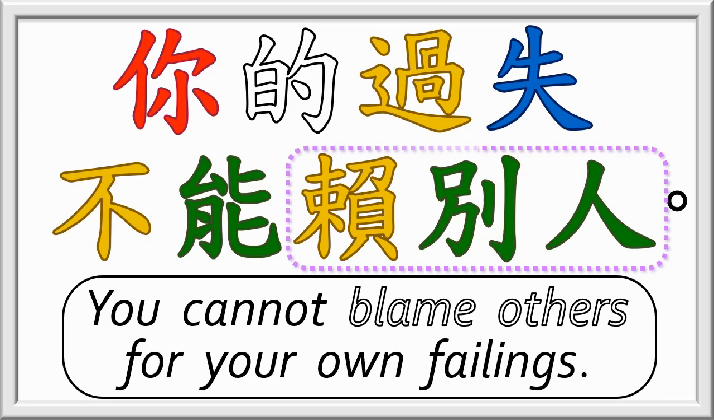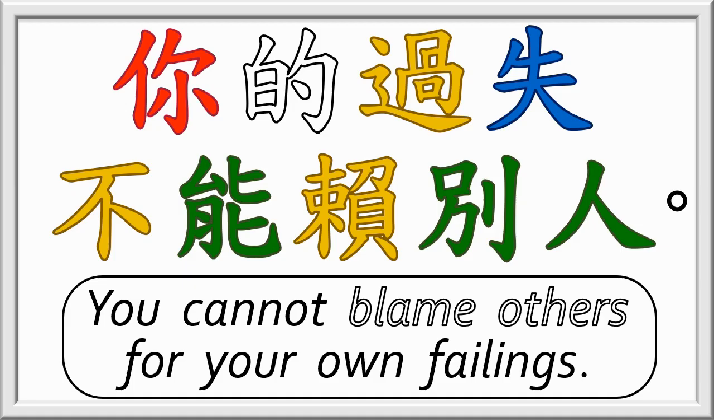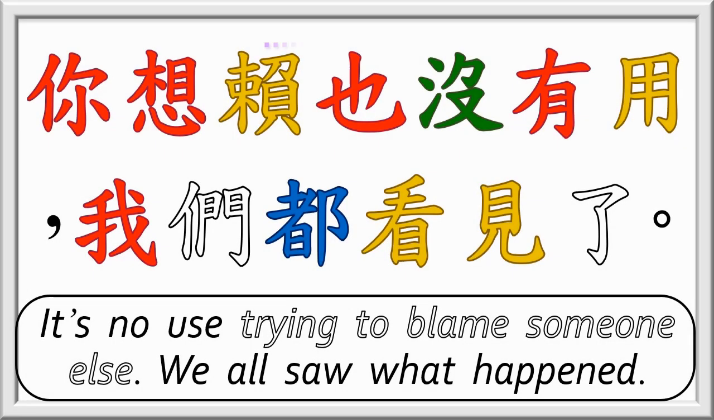To blame others when you are clearly the one at fault is the usage of 赖 as a verb, a logical extension of the scoundrel 无赖, whose shamelessness deflects any criticism onto others. 你的过失不能赖别人. You cannot blame others for your own failings. 你想赖也没有用，我们都看见了。It's no use trying to blame someone else. We all saw what happened.